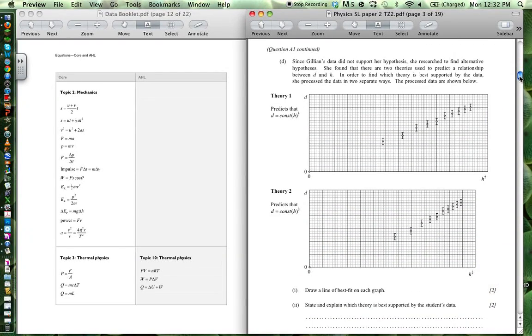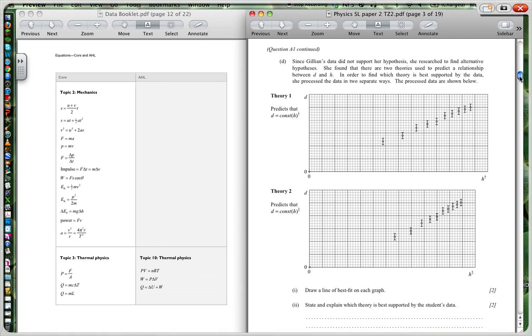Going over the page, we're now over here. It says, since Gillian's data did not support her hypothesis, she researched to find alternative hypotheses. She found that there are two theories used to predict a relationship between D and H. In order to find which theory is best supported by the data, she processed the data in two separate ways. The processed data are shown below. So we have here D is proportional to H to the half, and here D is proportional to H to the quarter.